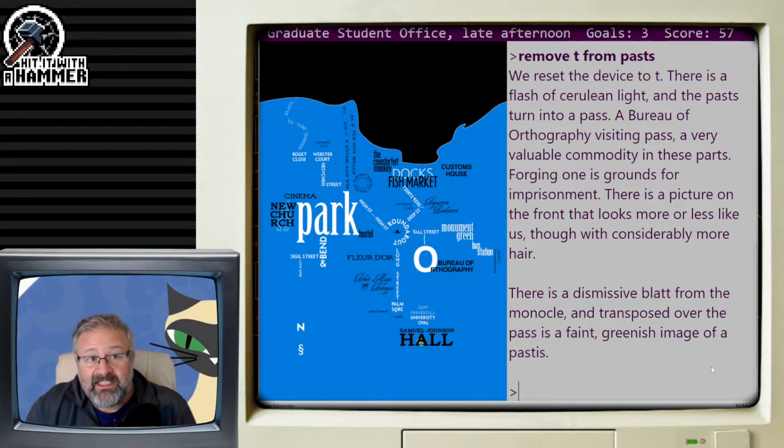And we reset the device to T. There's a flash of cerulean light, and the pasts turn into a pass. A Bureau of Orthography visiting pass. A very valuable commodity in these parts. Forging one is grounds for imprisonment. There's a picture on the front that looks more or less like us, though with considerably more hair.